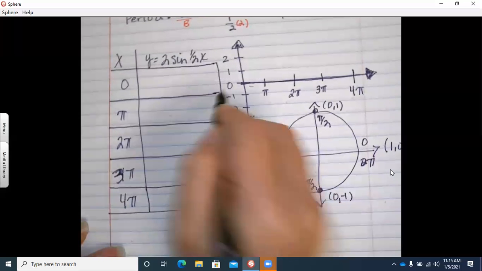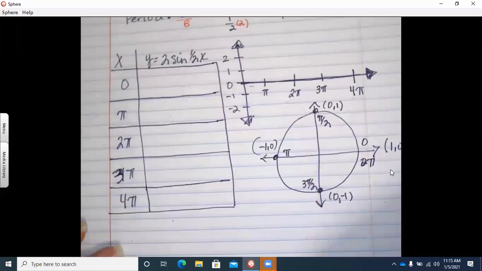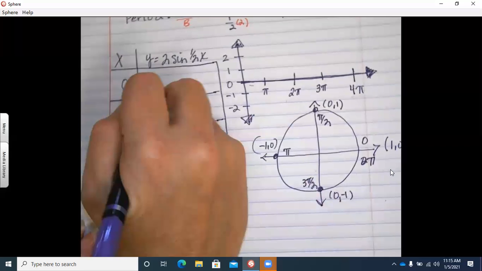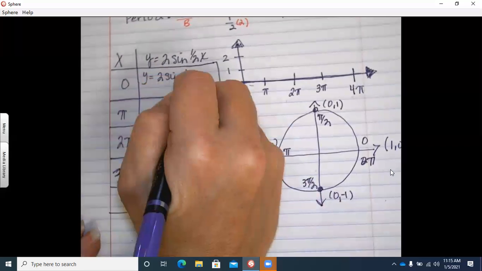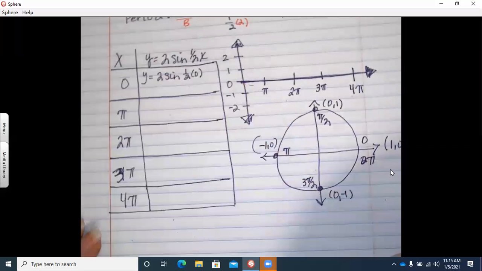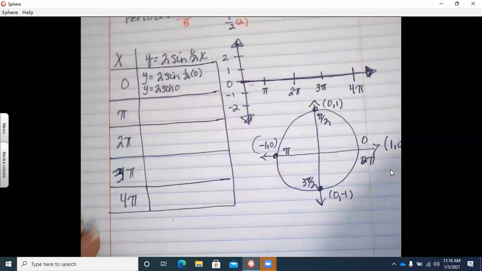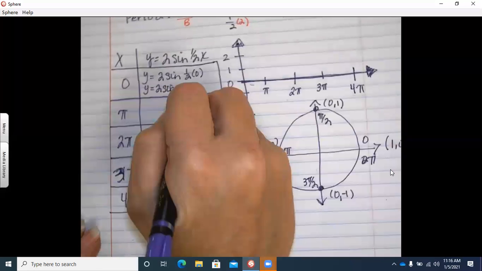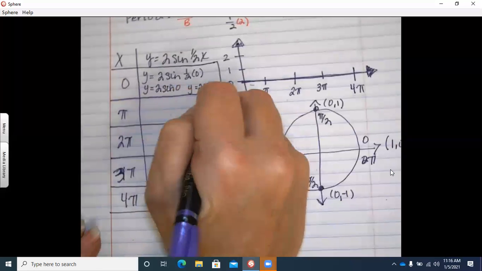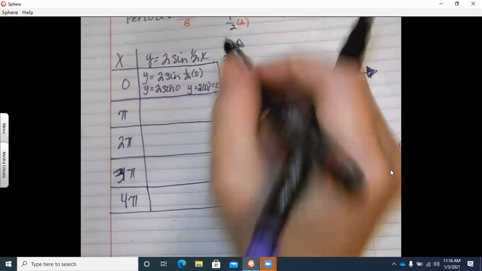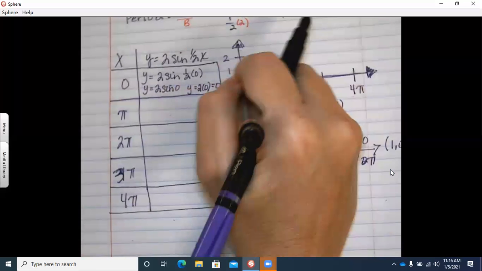All right, easy breezy. So we'll start at 0. Y equals 2 times the sine of 1/2 times 0. Well, what is 1/2 times 0? 0. So we have 2 times the sine of 0. And what is the sine at 0? 0. So we have 2 times 0 is 0. Just as we suspected.